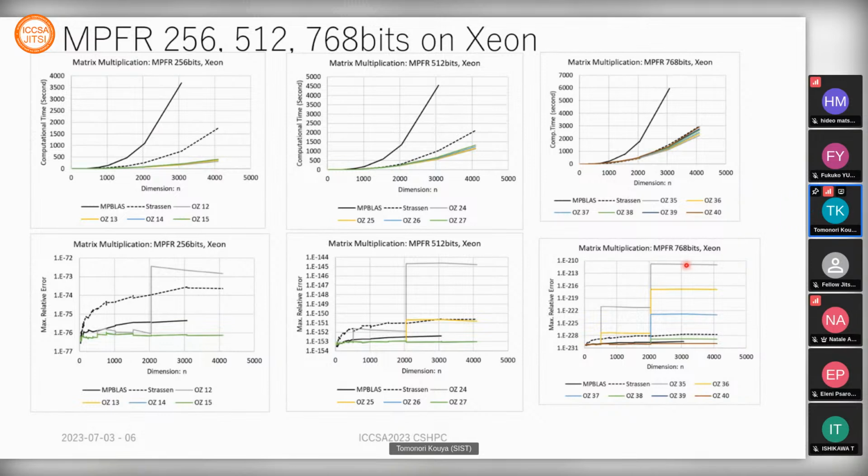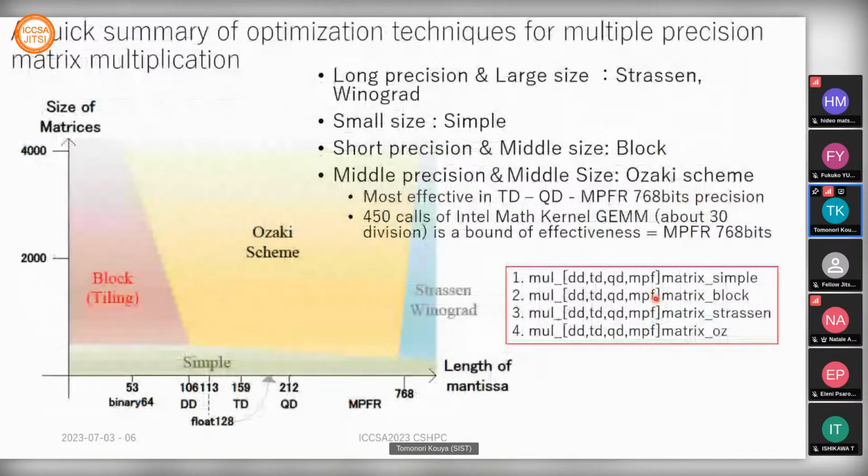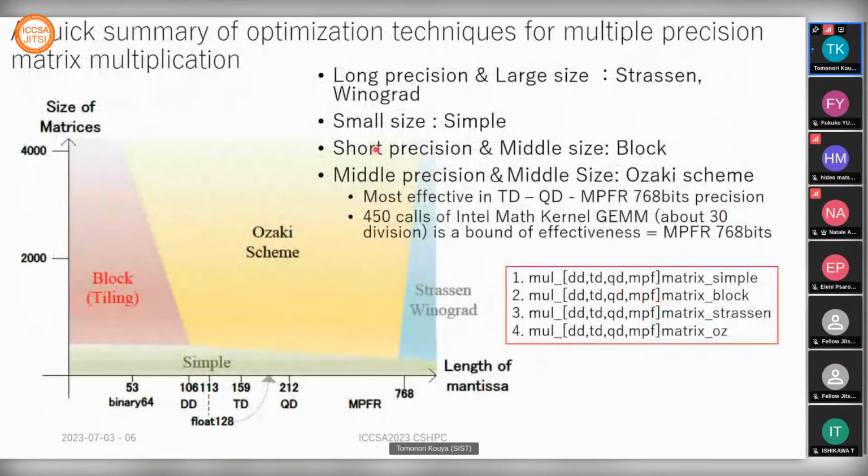matrix multiplication with the Ozaki scheme requires more division of matrices A and B, and the Ozaki scheme needs more computational time by using many DGEMM functions. So we can get a quick summary of optimization techniques through these kinds of benchmark tests.